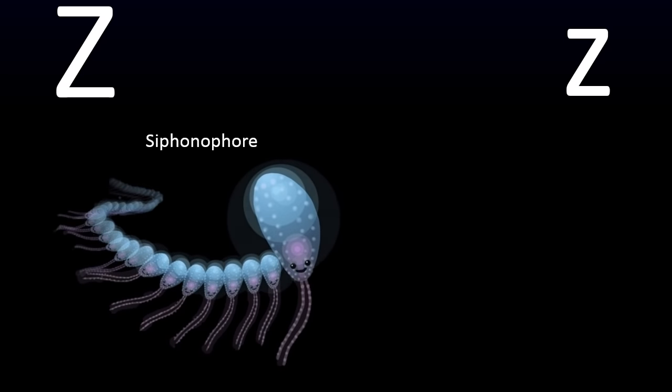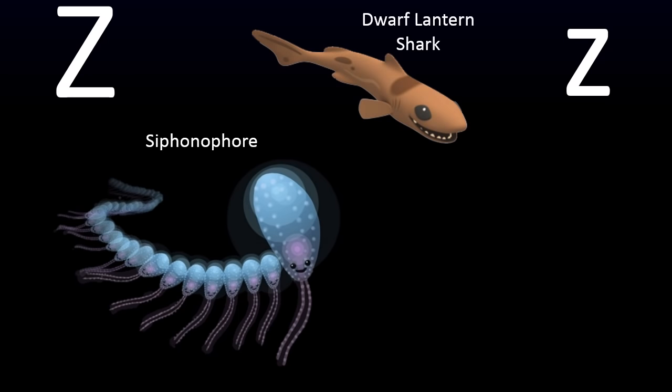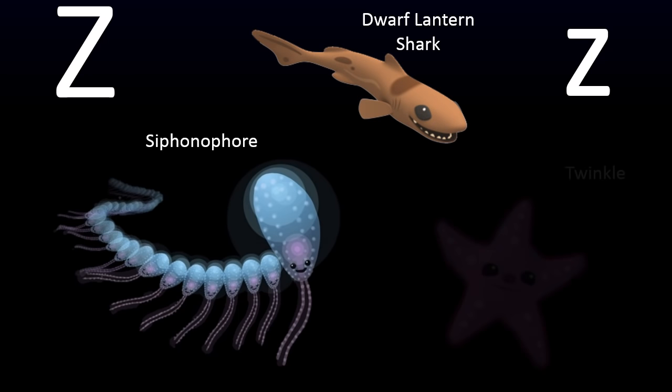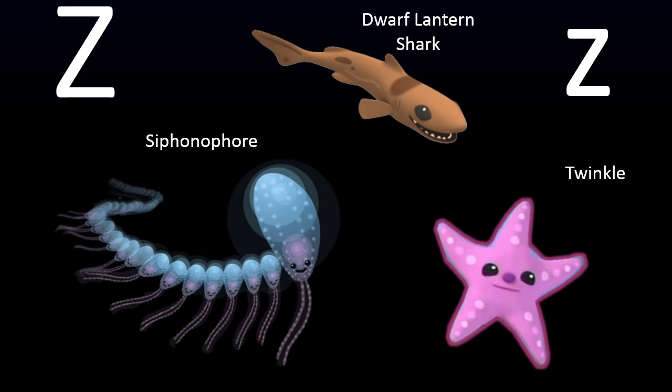Then down at the bottom, in the dark midnight zone, we saw the siphonophore. Who else do we find in the midnight zone? The dwarf lantern shark. It's also the home of Twinkle, the glowing sea star.